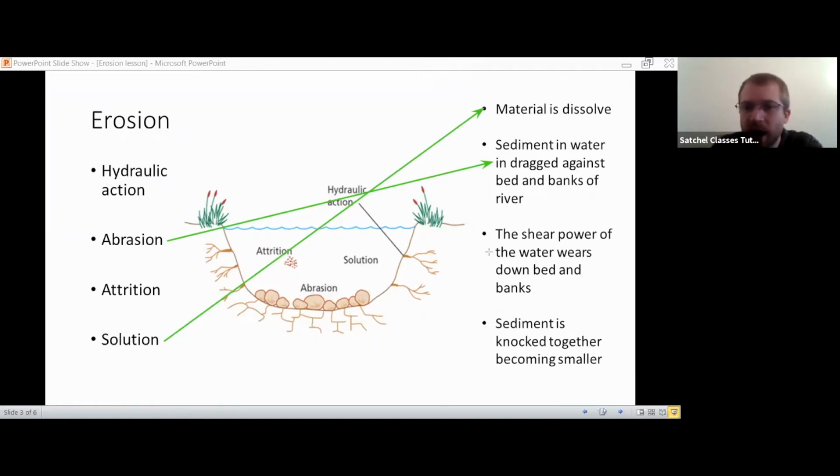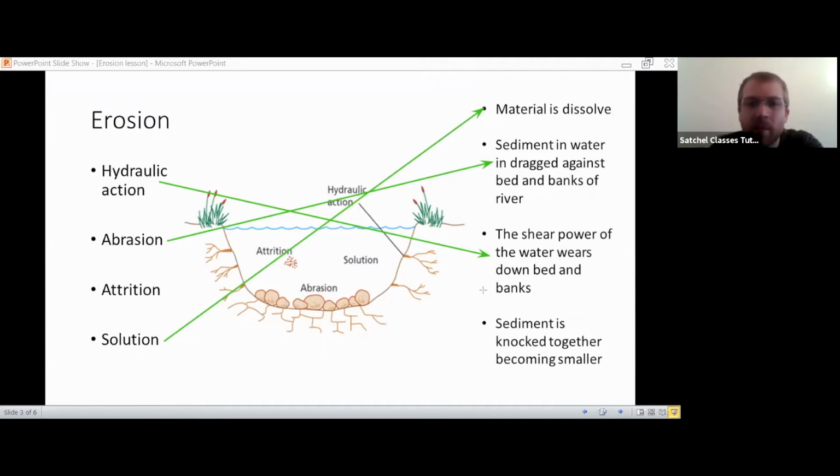Then we've got the sheer power of the water wears down the bed and banks of the river. Well, we're not floating in the middle anymore. We're right on the edge, bed and banks of the river. So this is hydraulic action. So hydraulics, just picture that word hydraulic and that'll give you the indication that we're talking about power, just like in machinery when they use hydraulics to lift weights.